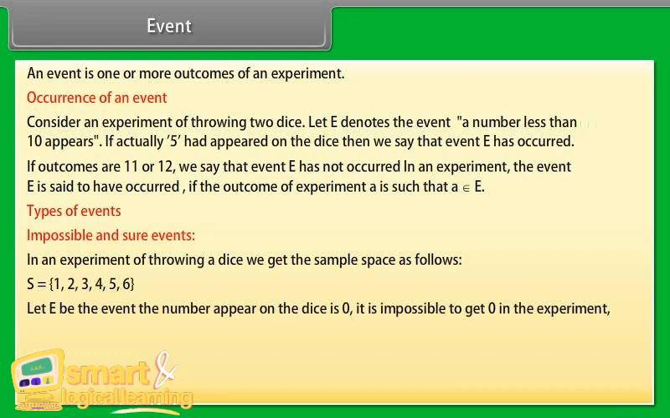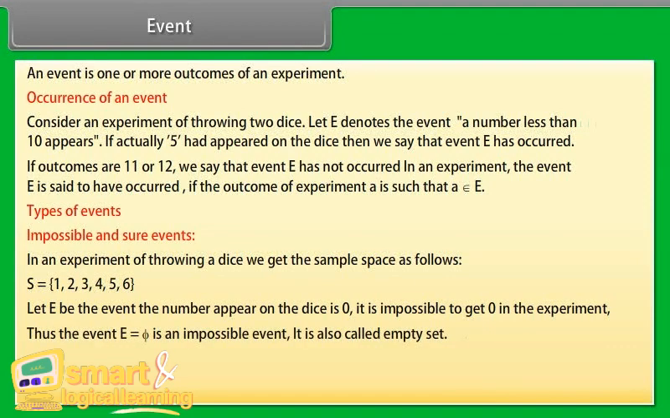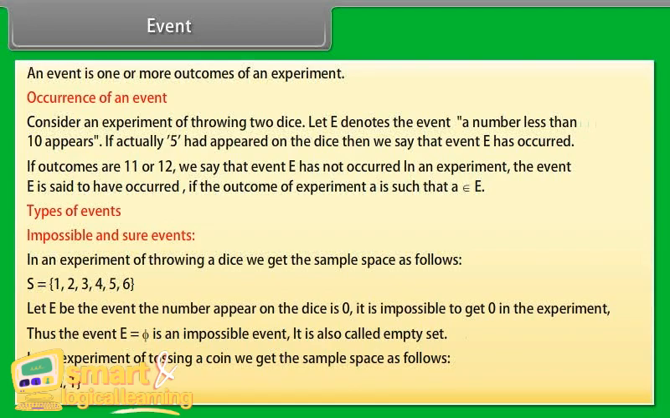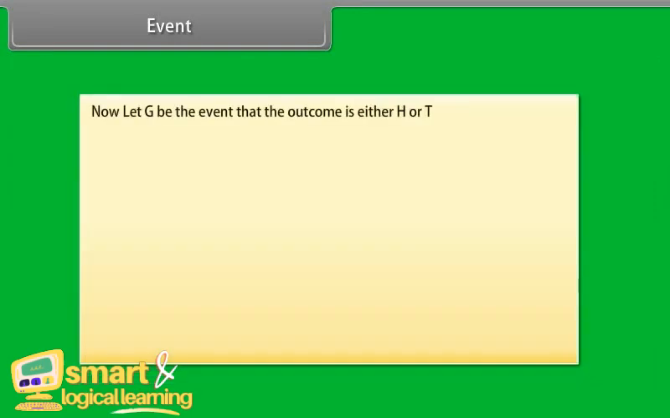Let E be the event that the number appearing on the dice is 0. It is impossible to get 0 in the experiment. Thus, the event E is equal to phi, an impossible event. It is also called the empty set. In an experiment of tossing a coin, we get the sample space S is equal to {H, T}. Now let G be the event that the outcome is either H or T. Thus the event G is equal to {H, T}, a sure event.